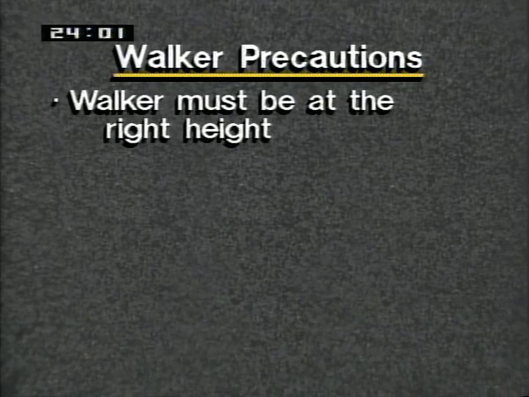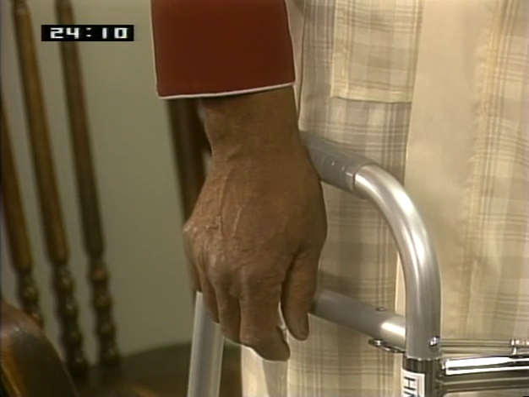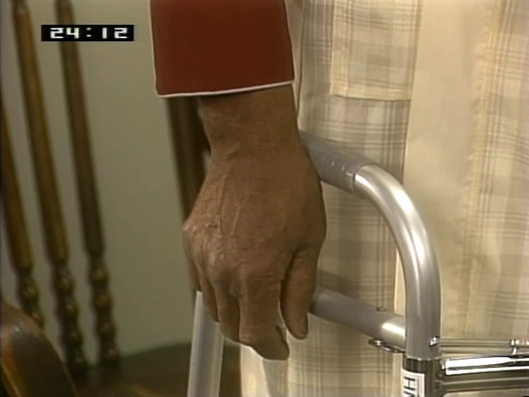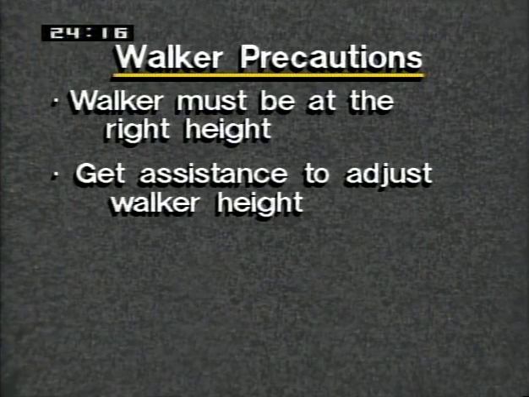To serve its purpose, the walker must be the right height for the patient. To check the height of the walker, have the patient stand inside the walker with his hands outside. The hand grip should be level with the crease in the patient's wrist. Many walkers can be adjusted. You may need to get assistance from the physical therapist or nurse to adjust it properly.